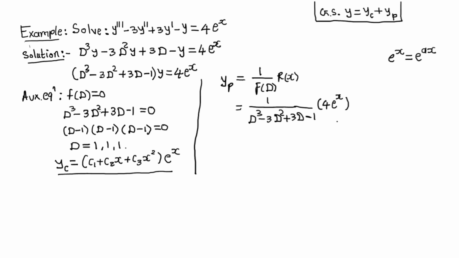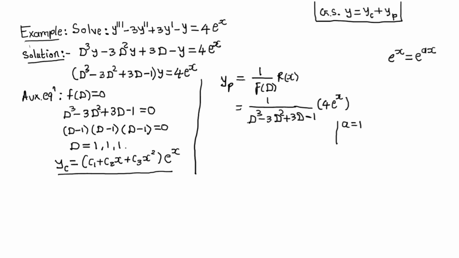Now I'm having the value of a as 1. Now, as per our method, if I replace D with 1, then surely the denominator will become 0. Why? Because I'm having 1 as a root of that auxiliary equation f of D equals 0. To bypass that confusion, what was the shortcut for that?